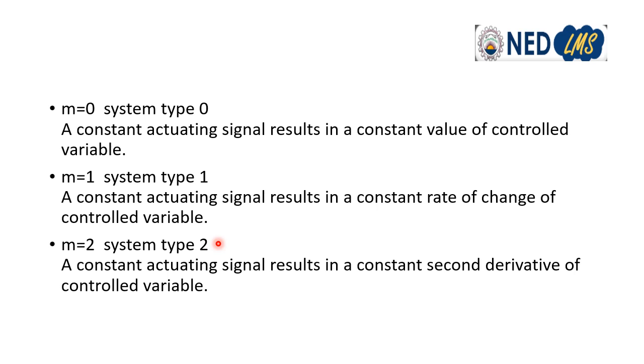So for a type 0 system, the constant actuating signal results in a constant value of the controlled variable. For the same constant actuating signal, if we have system type 1, it means that we will get the controlled variable or the output as a constant rate of change, for example, if we have velocity at the output. And for system type 2, a constant actuating signal results in a constant second derivative of the controlled variable.